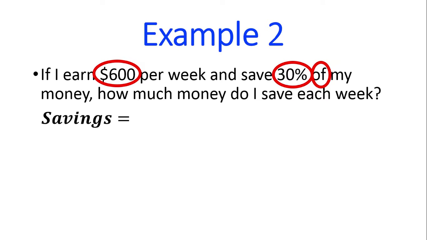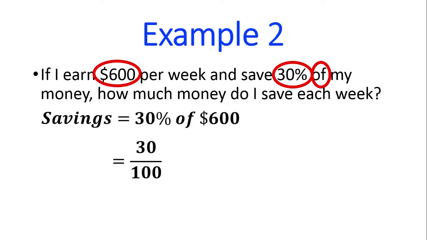So that's what my savings is going to be, and I've given it a little label there. I've said savings equals, and that label is important. So I'm going to save 30% of my $600. I'm saving 30% of my money, and I earn $600 a week. Now we need to turn that into a calculation. So 30% is the same as 30 divided by 100. Of means times, so we multiply that by the 600. And when we do that, we end up with an answer of $180.